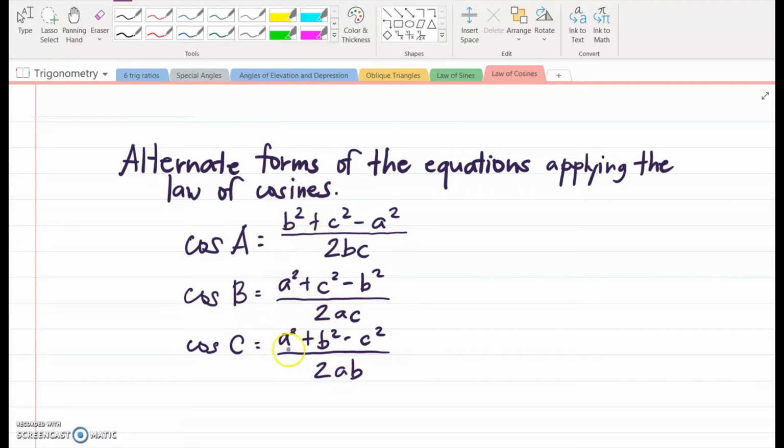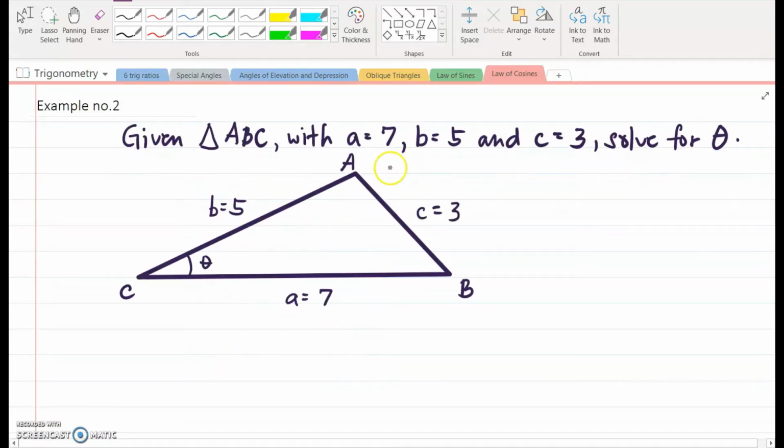Now we're going to use the alternate forms whenever the given parts are all sides of the oblique triangle. Now let us check the second example. So you will see here that you're given triangle ABC with side a equals 7, side b equals 5, and side c is equal to 3. So we're going to solve for theta, or that is angle C.